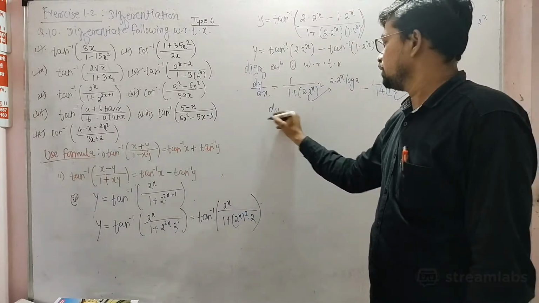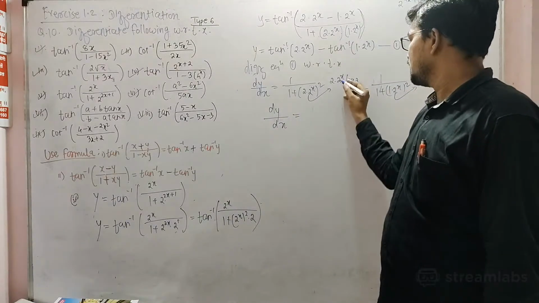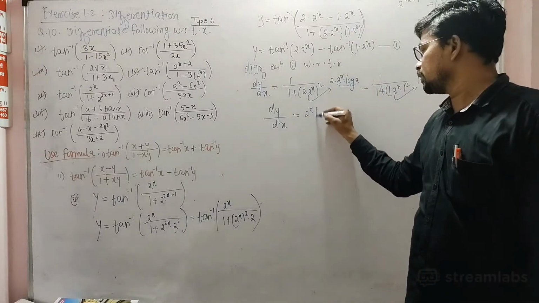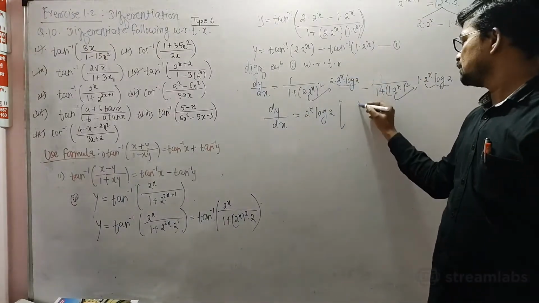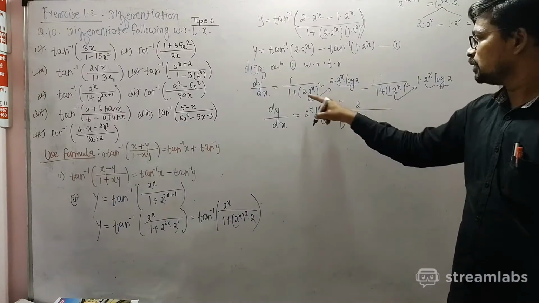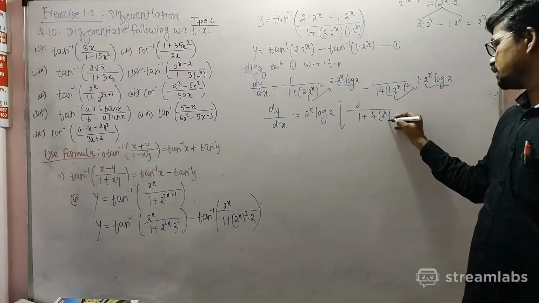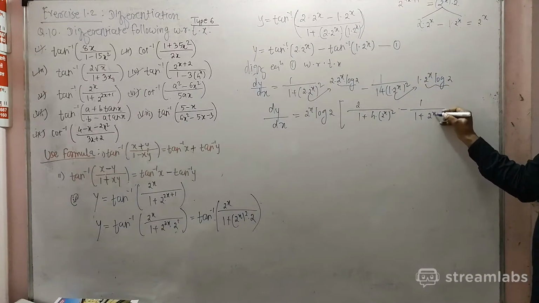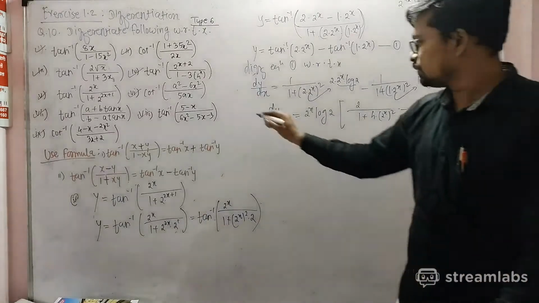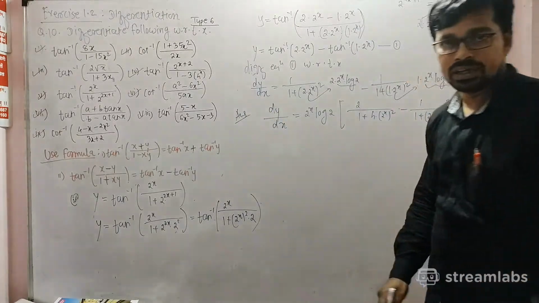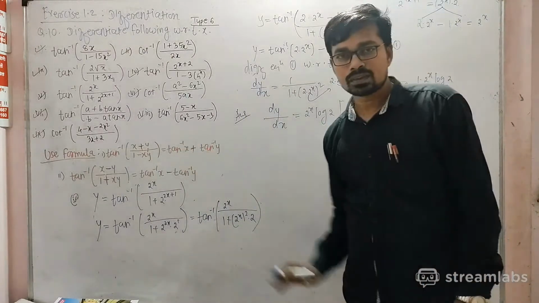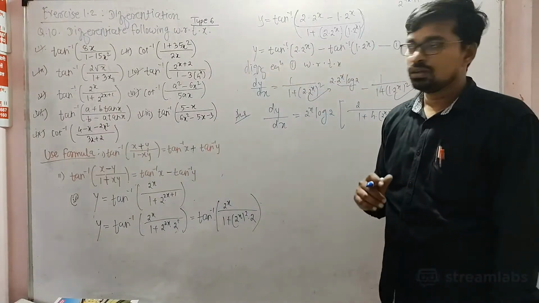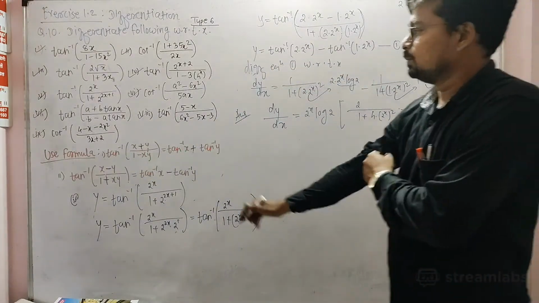So we can write this as dy by dx is, take 2 raised to x log 2 as common. So the remaining term is 2 here over 1 plus the square of 2, which is 4 into (2 raised to x) bracket square, minus here only 1 over 1 plus (2 raised to x) bracket square. So this is our final answer. Whenever we are going to solve the problem, at that time we have to just manipulate the problem as per the given formula. Okay, now problem number 6.